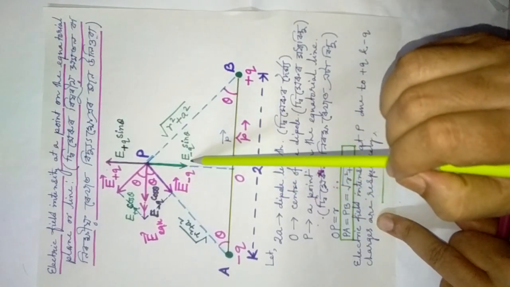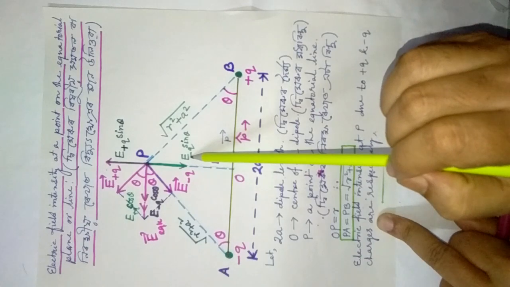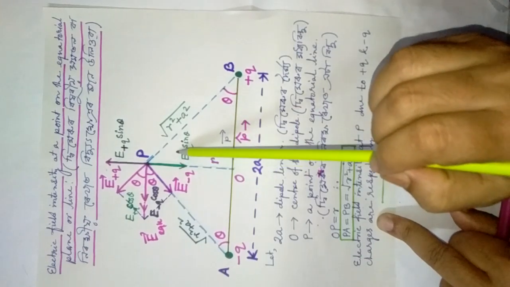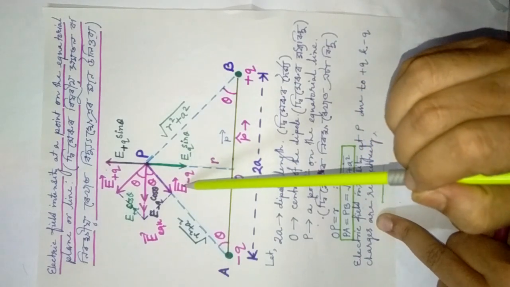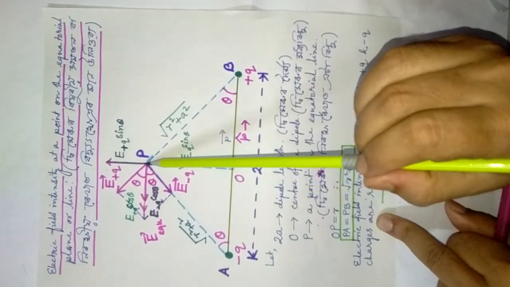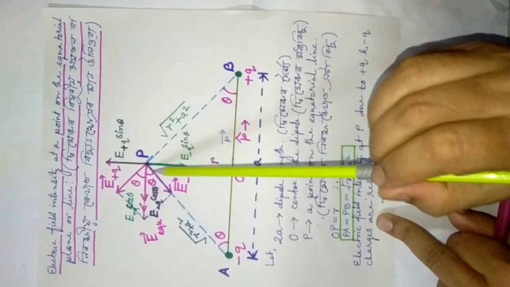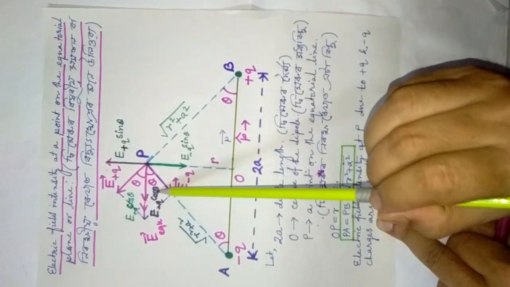Okay, and the vertical component is what? E minus q sin theta. Don't write vector here. Okay, that means there are two components of E vector minus q. One is the vertical component E minus q sin theta, and one is E minus q cos theta.